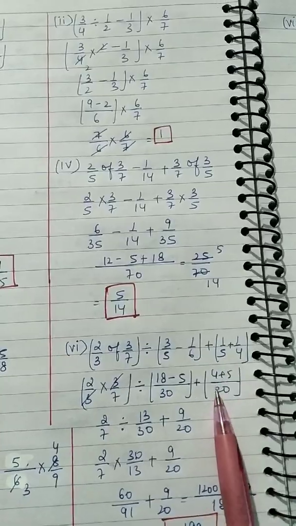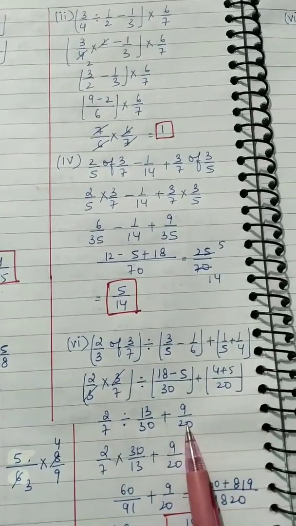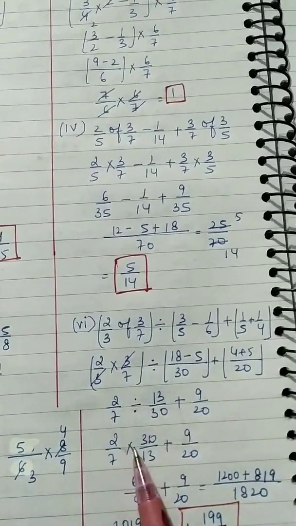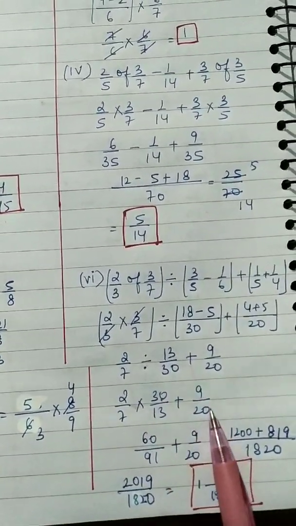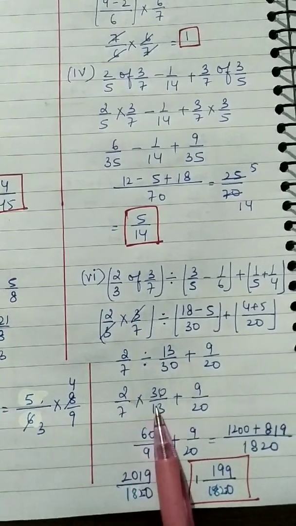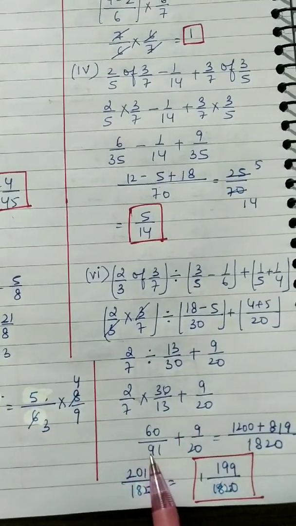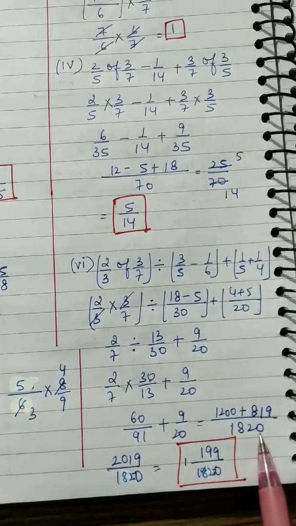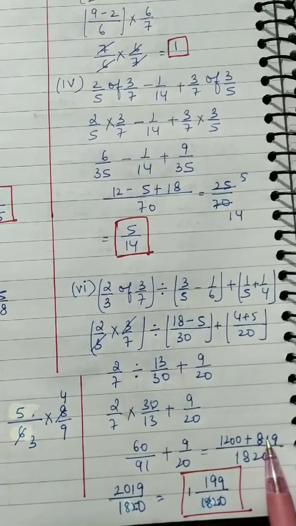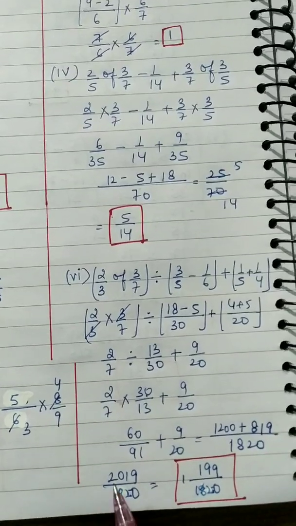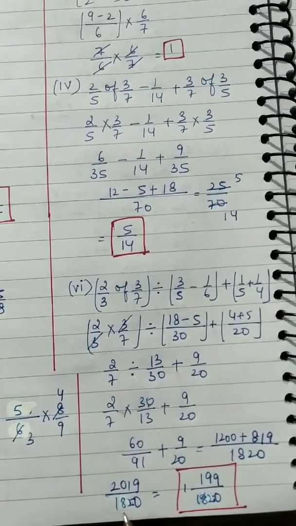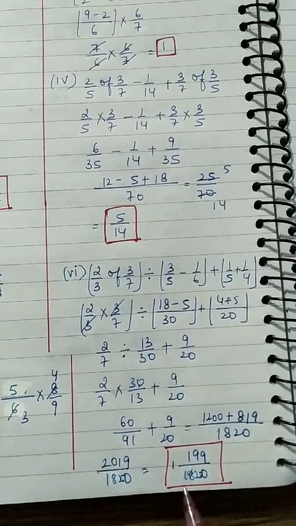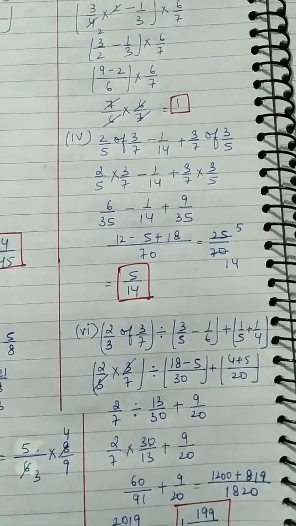And here also I have taken the LCM. You will get 9 by 20. Change this divide into multiply and 30 by 13 will come. 2 by 7 into 30 by 13 plus 9 by 20. So nothing can be cancelled. So 60 by 91 plus 9 by 20. LCM will be 1820. Here it will be 1200 plus 819. So 2019 divided by 1820, and as a mixed fraction, 199 by 1820.